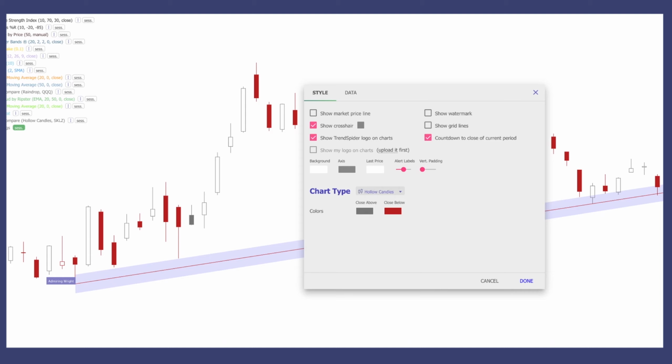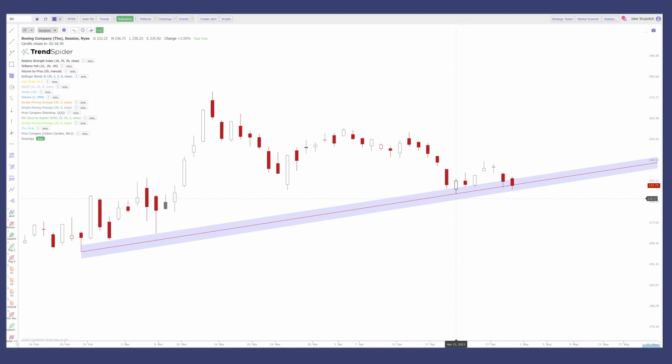And you'll see here that you can move the alert label left or right. So you can make these bigger or smaller. And you'll see here that in this case, if you don't want it at all, just move it all the way to the left and it will disappear. But your sensitivity will still stay there, so you know there is an alert active.